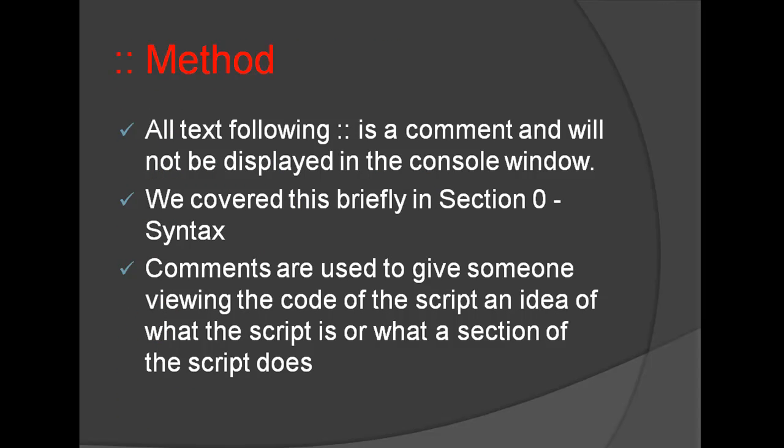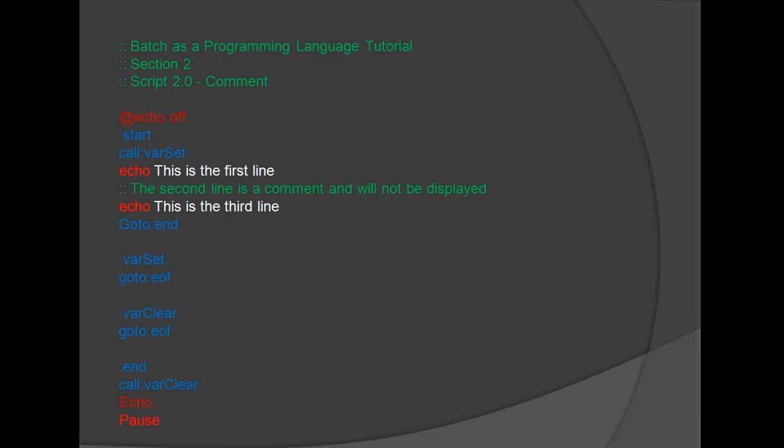Using the :: method of commenting, all text following :: is a comment and will not be displayed in the console window. We covered this briefly in Section 0 on syntax. Comments are used to give someone viewing the code of the script an idea of what the script is, or what a section of the script does. If you did not earlier, take time to pause the video again to make these changes to our batch file.